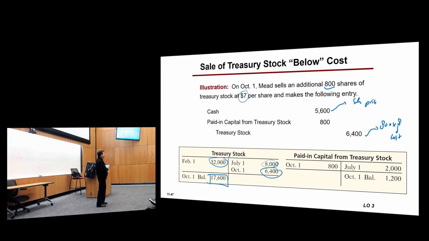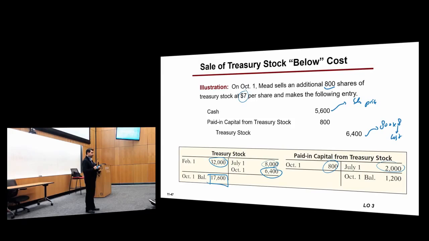The paid-in capital from treasury stock, the first time it was 2,000. This is when the company sold treasury stock above cost, and then the company sold treasury stock below cost. So the first time there was a credit of 2,000, and the second time there was a debit of 800.